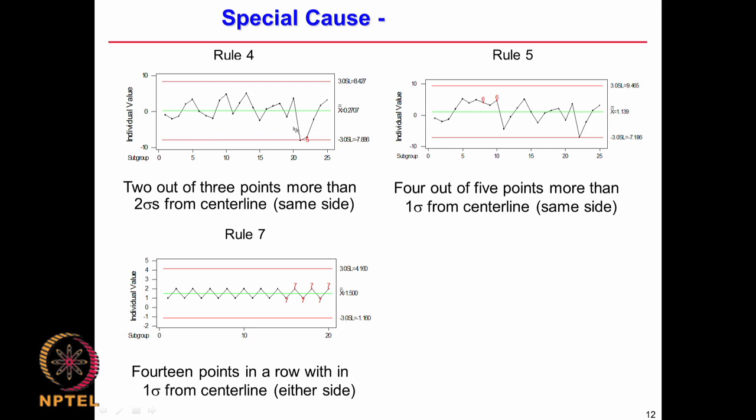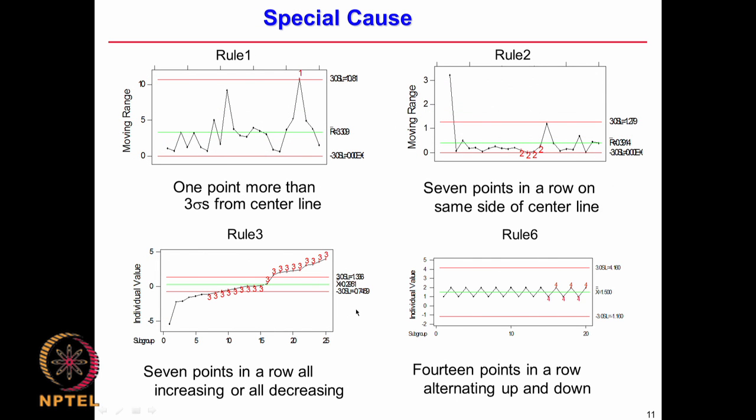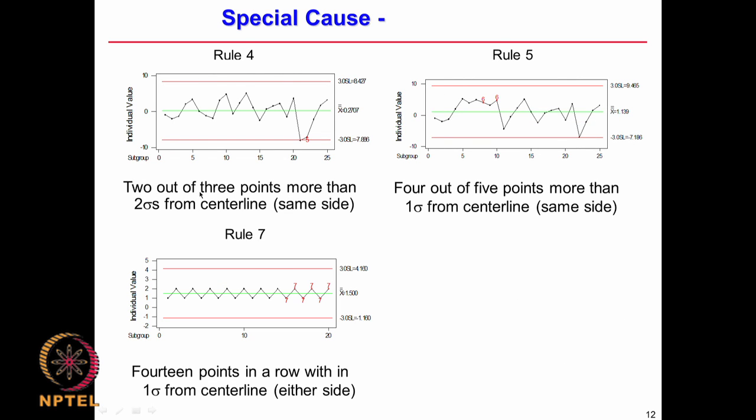2 out of 3 points more than 2 sigma. 4 out of 5 points more than 1 sigma from the center line. 14 points in a row within 1 sigma from the center line. All these mean that if you have such a situation, obviously there is something happening with your system, there is a special cause variation. You had better check your process so that you do not have the entire process exploding in front of you. This is a very important point you need to keep in mind.